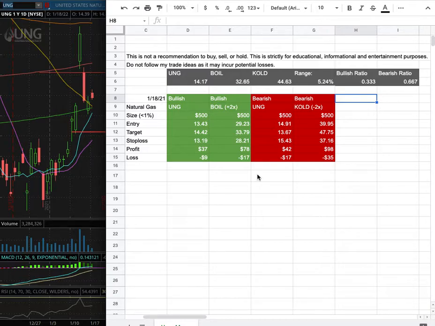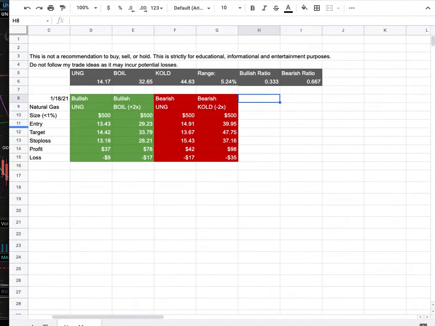However, if I were to open a short position, my entry is at $14.91, and that is its range there. My sell target is at $13.67. My stop loss is at $15.43. So whichever entry price hits first, that'll be my position of the week.